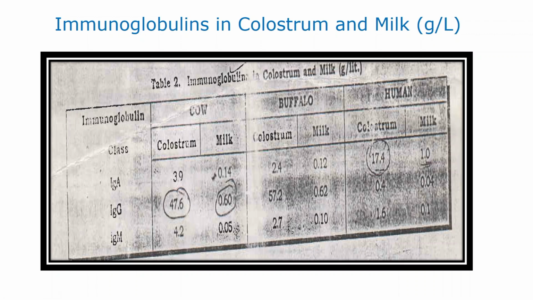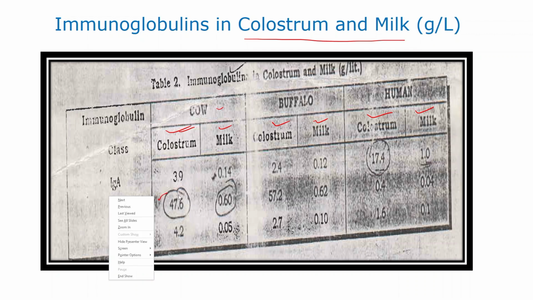Now the slide shows the concentration of the immunoglobulins in colostrum and milk. So you can see the immunoglobulins in cow colostrum and milk, in buffalo colostrum and milk, and in human colostrum and milk. As I've told you, IgG is the major immunoglobulin both in the colostrum of cow as well as in the milk. Now in human milk the major immunoglobulin is IgA, both in the colostrum as well as in the milk, that we can see here.